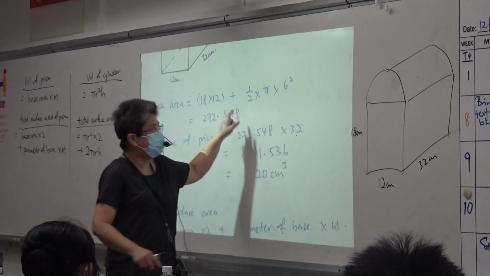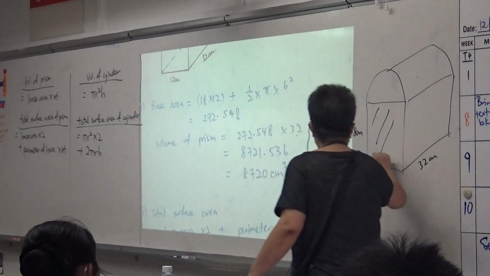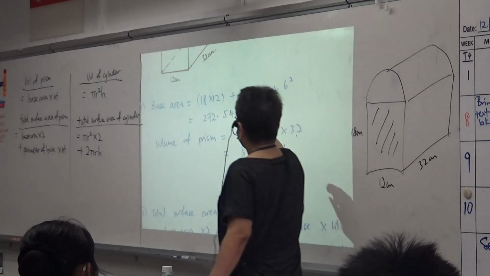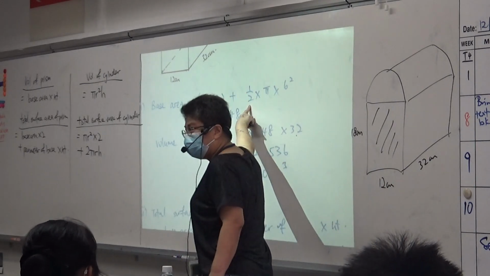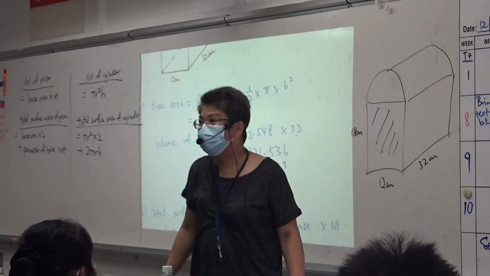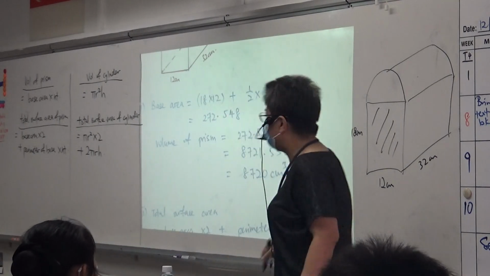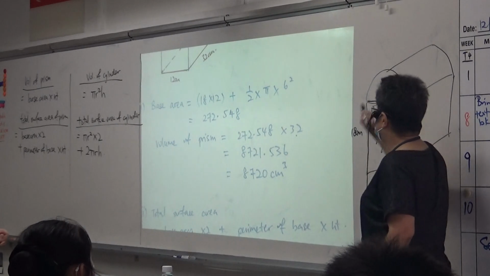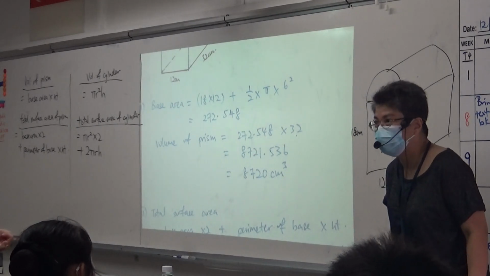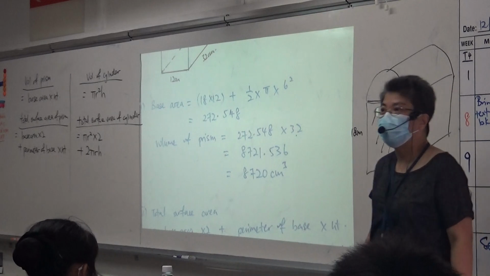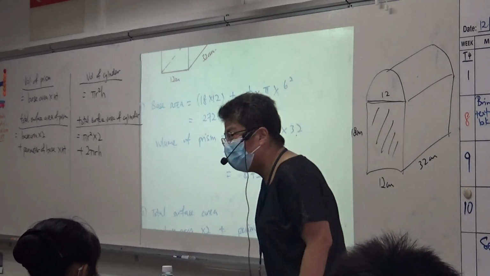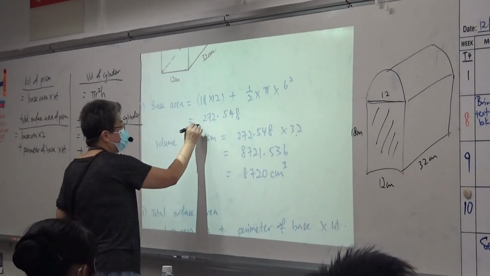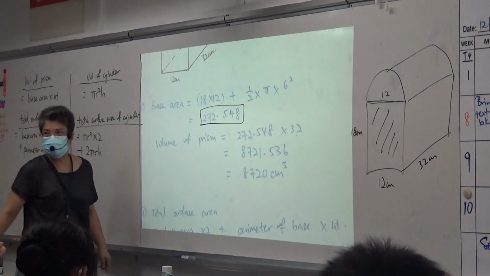Base area is 12 times 18. Is that all right? Correct. Plus pi r squared times half, right? Why do I times half? Because it's a semicircle. Now, r squared. You must know that the diameter is 12. You cannot take 12. Okay, r is what? 12 divided by 2, so it's 6. So my base area will be this value, you can see it.